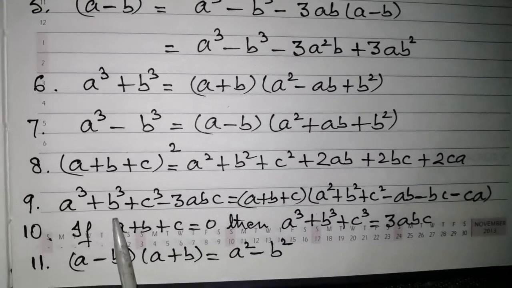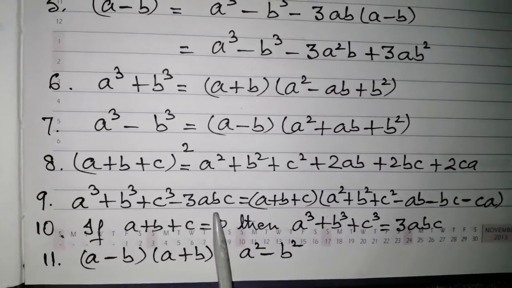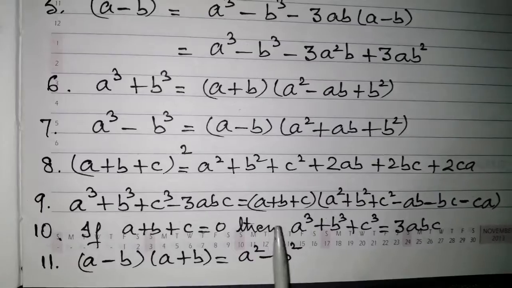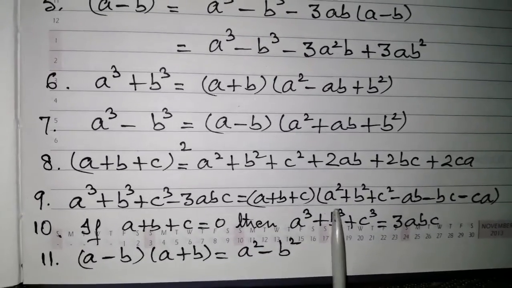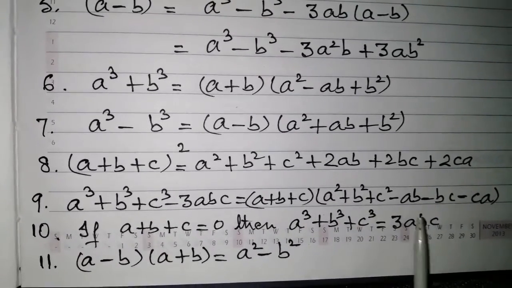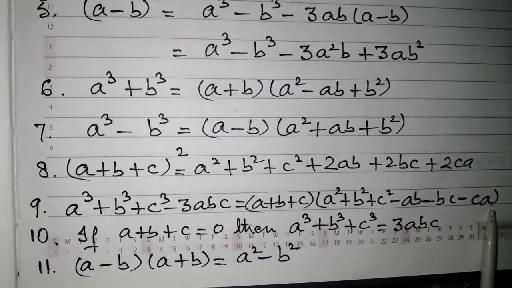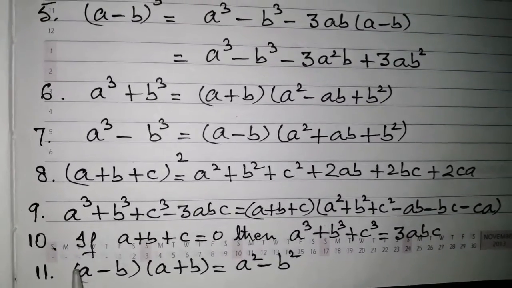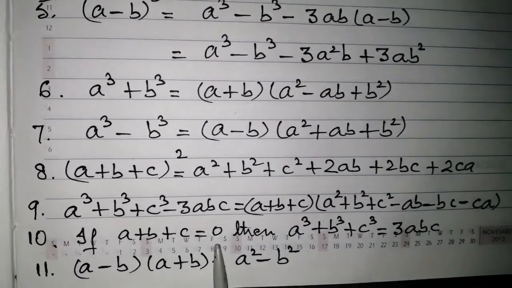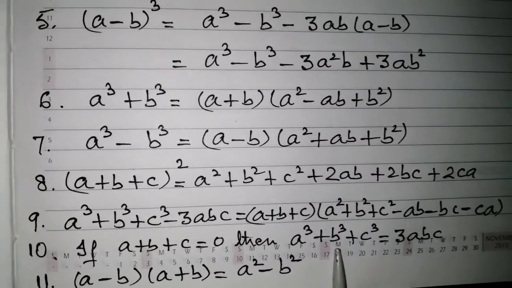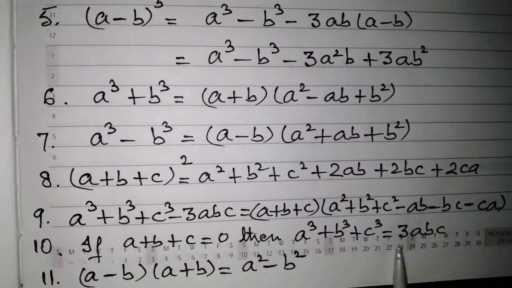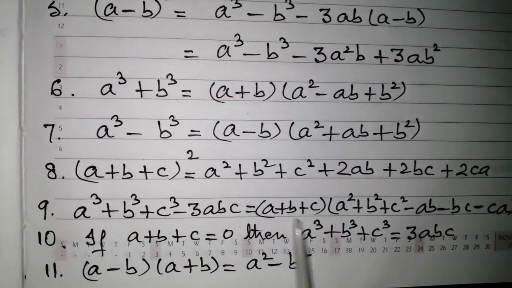The ninth one is a cube plus b cube plus c cube minus 3abc, that is a plus b plus c into a square plus b square plus c square minus ab minus bc minus ca. Next is, if a plus b plus c is 0, then a cube plus b cube plus c cube is equal to 3abc. This I have derived from this identity.